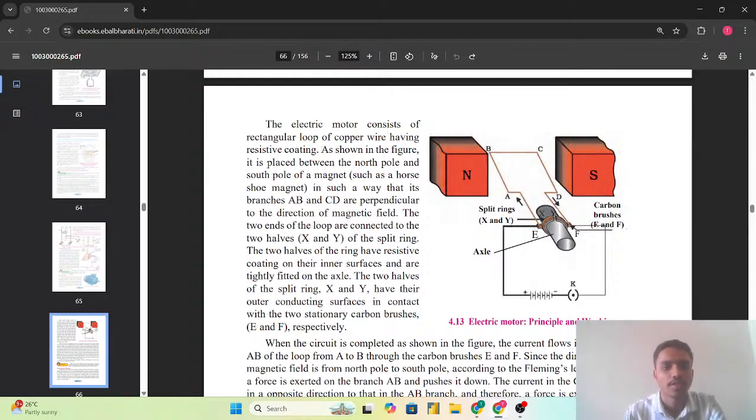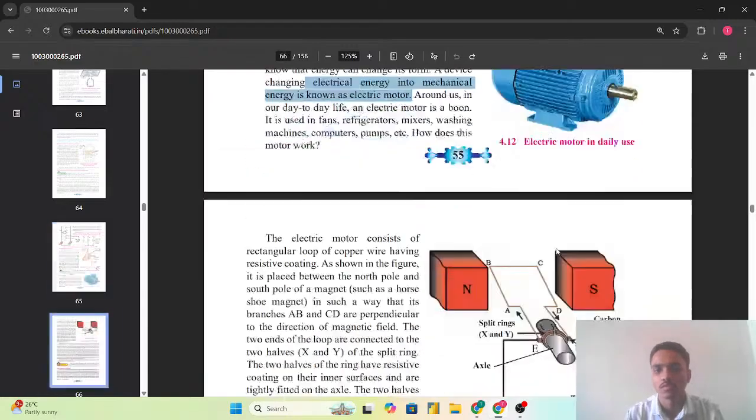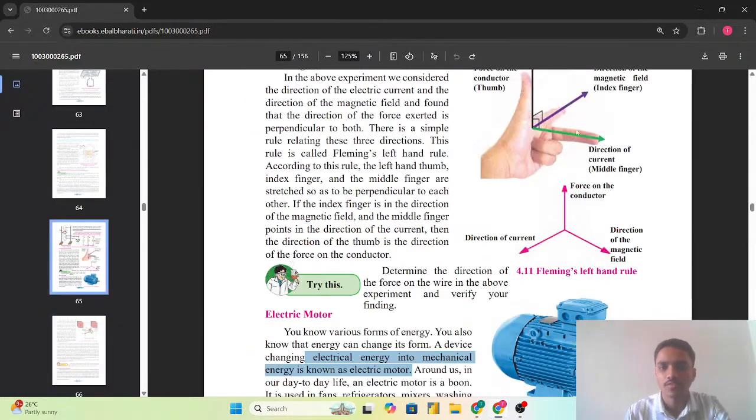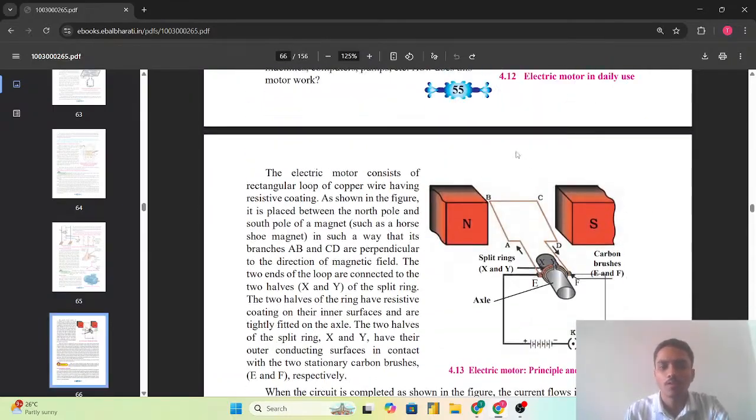As shown in the figure, it is placed between the north pole and the south pole of a magnet, such as a horseshoe magnet, in such a way that its branches AB and CD are perpendicular to the direction of the magnetic field. So basically, what we are seeing here is the application of Fleming's left hand rule for the working of an electric motor.